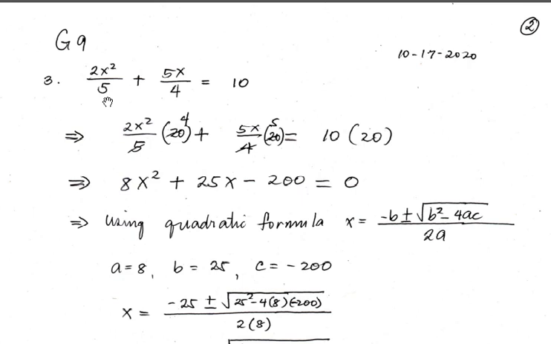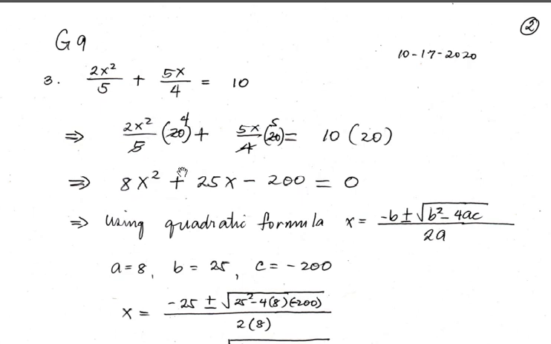Having the LCD as 20, we can multiply both sides, the left-hand side and the right-hand side, by 20, the LCD. Let's do that. Multiplying the first term, 2x squared divided by 5 times 20, we have 20 divided by 5 becomes 4. 4 times 2 is 8, multiplied to x squared.